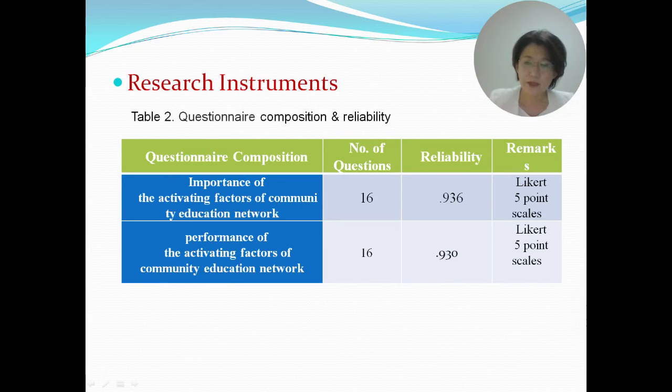The reliability, Cronbach's alpha, about the importance of education network factors was 0.936, and performance of the factors, 16 items, was 0.930.